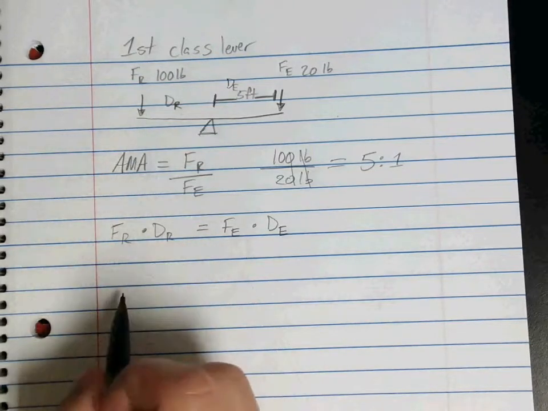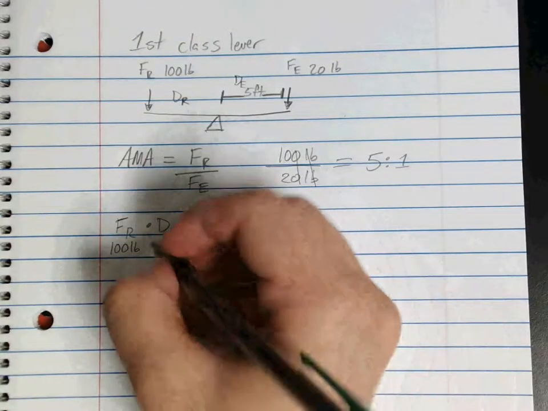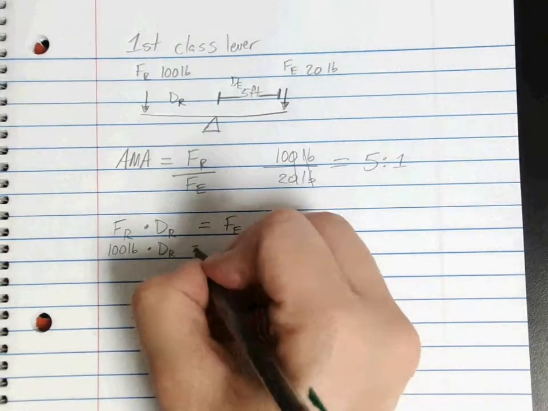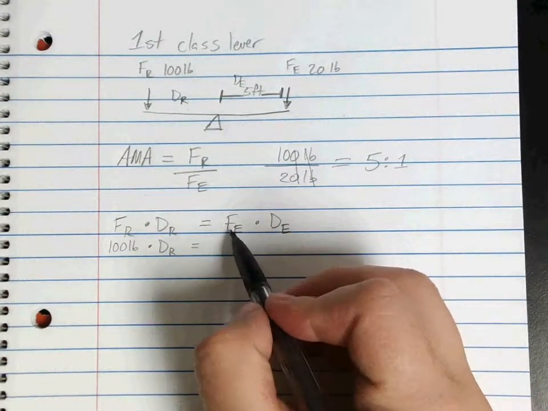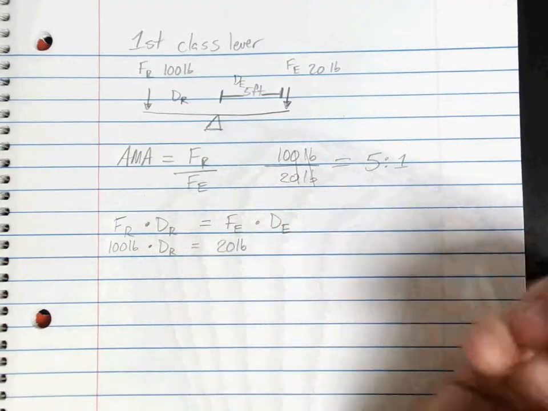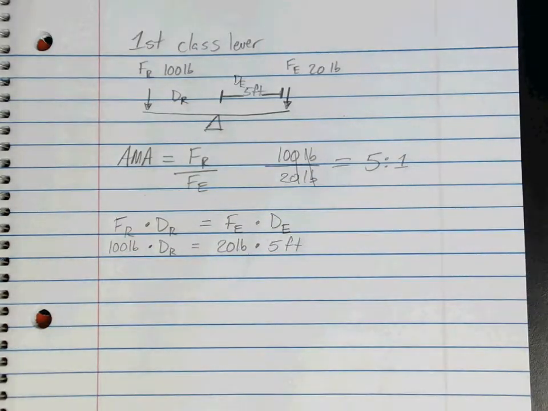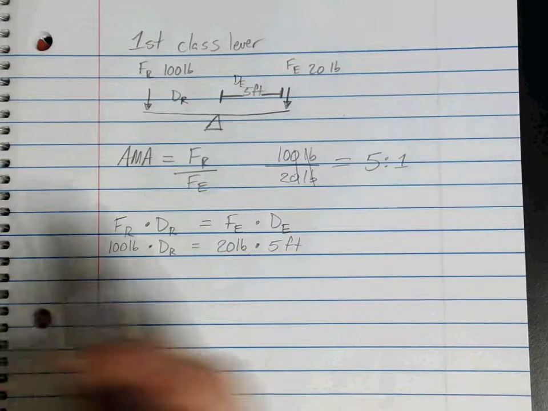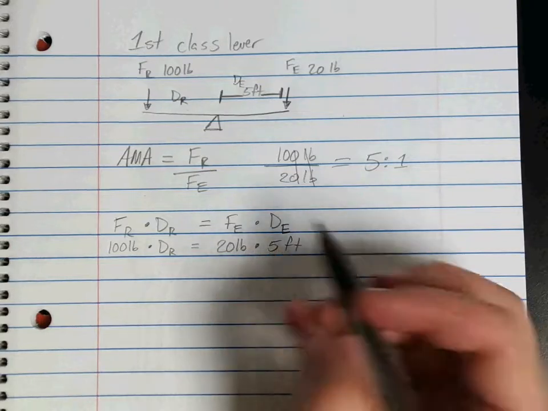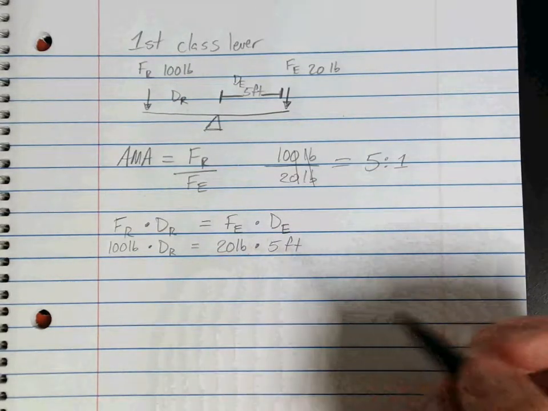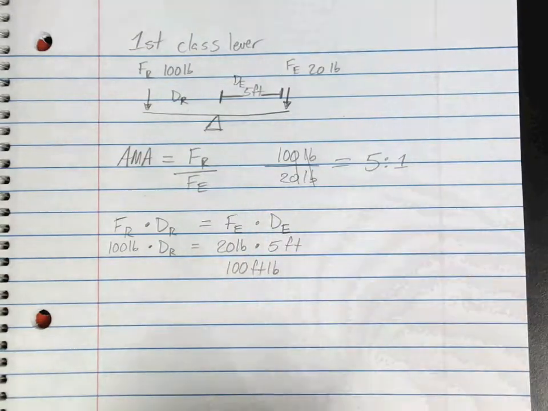Alright, so we know our resistance force, so we can put 100 pounds here. Okay, we don't know our DR, so that stays DR. If you'd like to replace it with a variable like X, that's perfectly fine if that's what helps you. Alright, for our effort force, we know that it's 20 pounds. Alright, and our effort distance we know was 5 feet. Okay, so all we need to do is solve for DR. So what we can do is simplify this side over here. So we know 20 pounds times 5 feet is going to be 100. Remember to keep your units, so this is going to be foot-pounds now, at least for now.